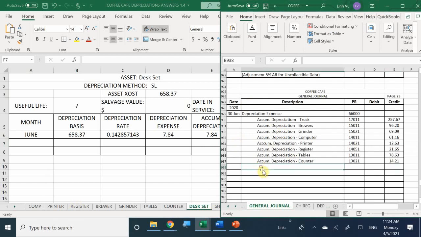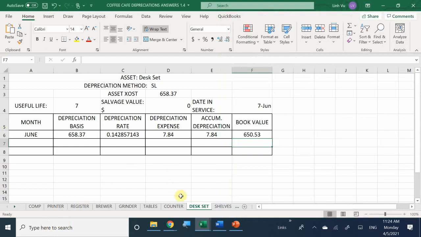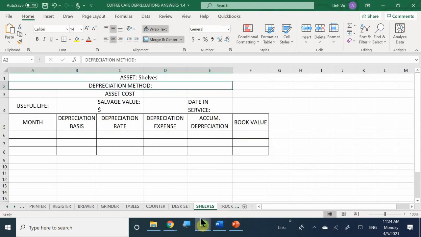So once again, accumulated depreciation, desk, for the 13031 for the $7.84.